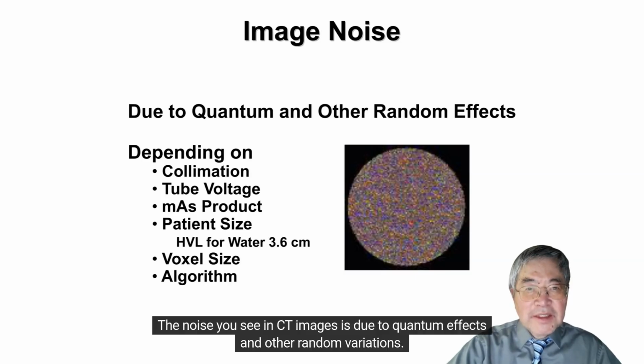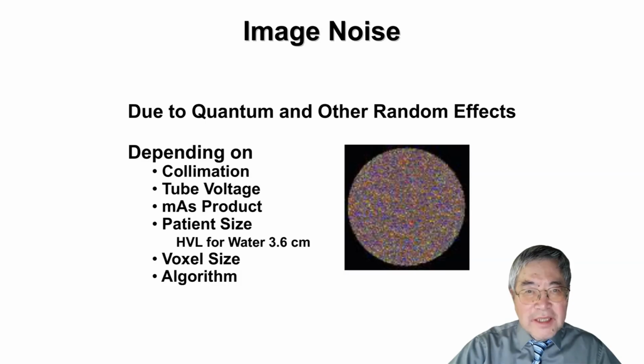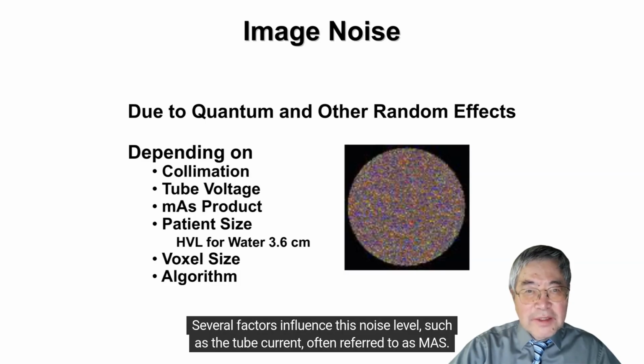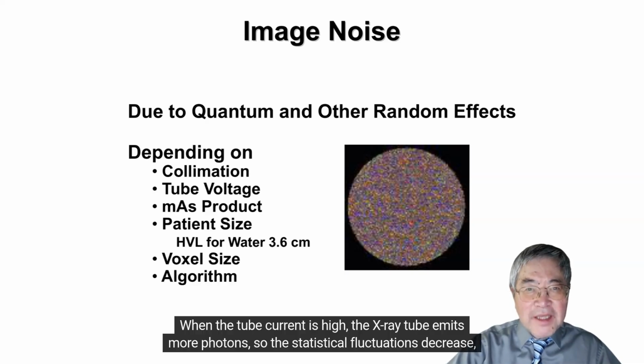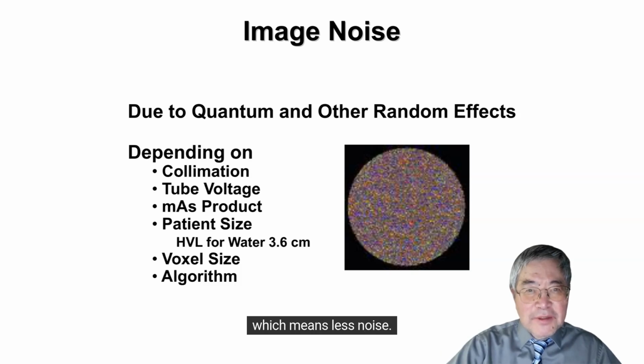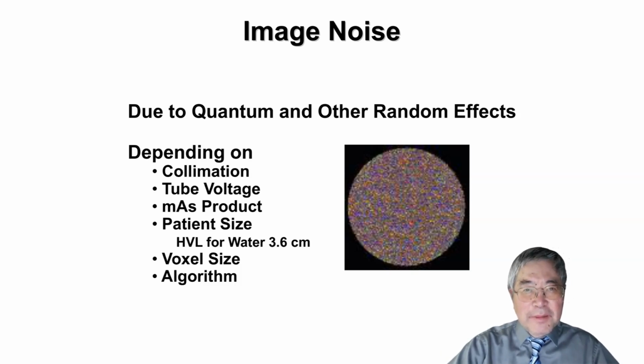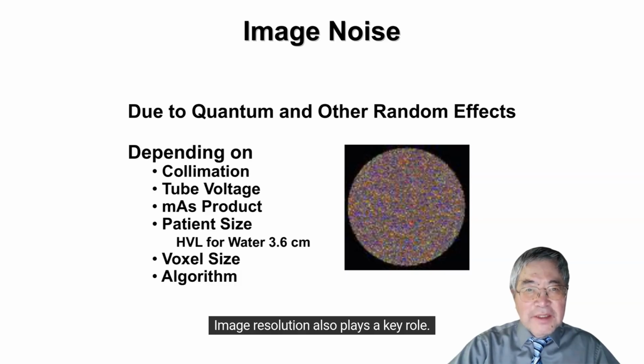The noise you see in CT images is due to quantum effects and other random variations. Several factors influence this noise level, such as the tube current, often referred to as mass. When the tube current is high, the X-ray tube emits more photons, so the statistical fluctuations decrease, which means less noise. Image resolution also plays a key role.